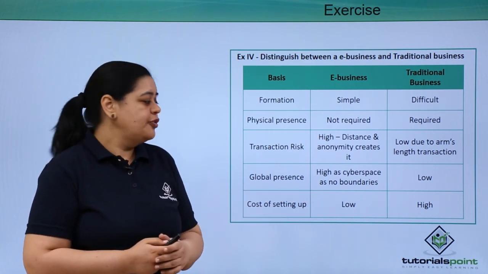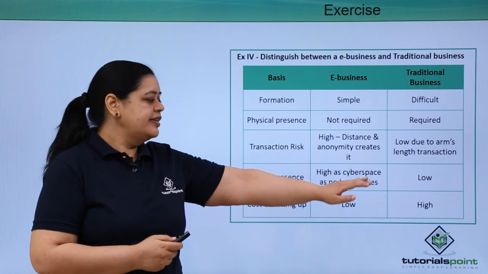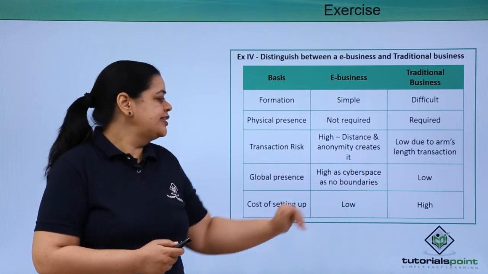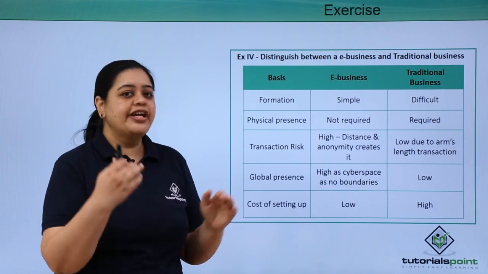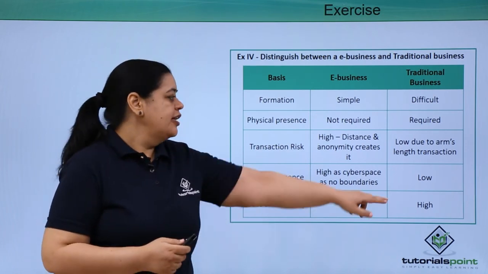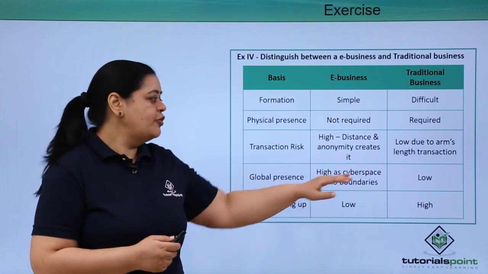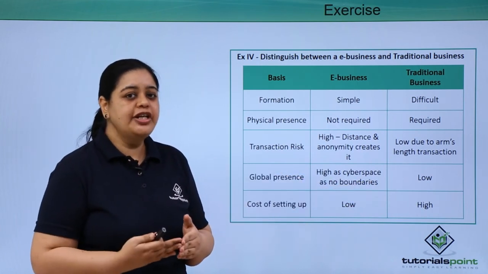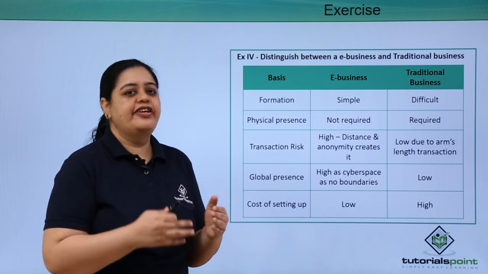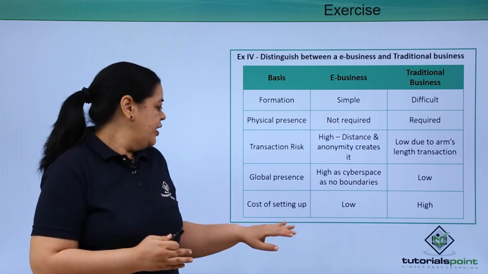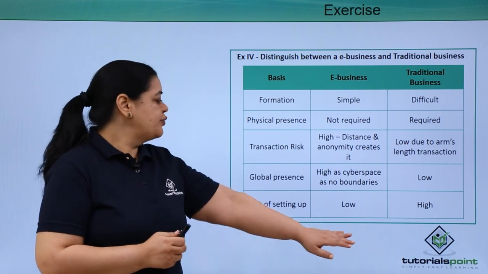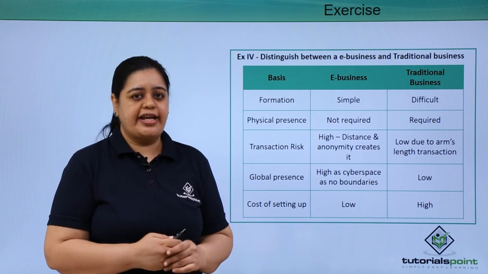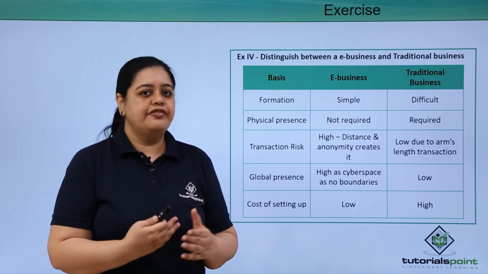When it comes to global presence, in e-business the global presence is very high, as cyberspace has no boundaries. You can reach any corner of the world. In traditional business the global presence would be very low because there is tremendous cost involved. A person has to travel if they have to reach a particular country. Okay, the cost of setting up is very low in e-business, but in traditional business the cost is very high. This brings us to the end of the topic.